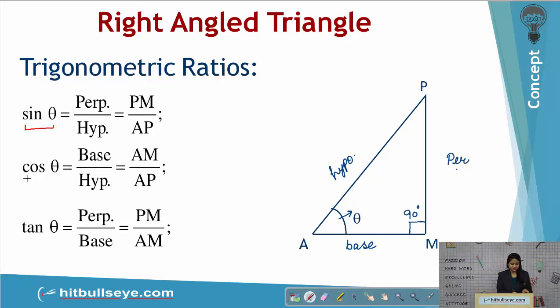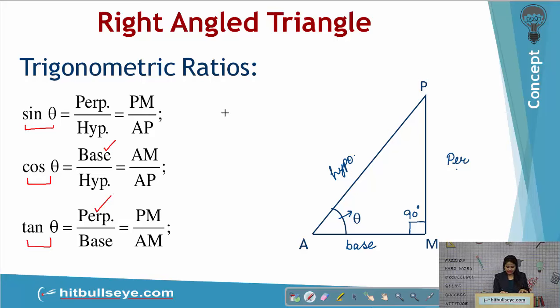Similarly, for cos theta, the formula is base upon hypotenuse. In the triangle, base is AM and hypotenuse is AP. So the formula becomes AM upon AP. Similarly, you can see the tan theta formula is perpendicular upon base. So it will become PM upon AM. So these three are very important T ratios. We can have a mnemonic to learn all these values.